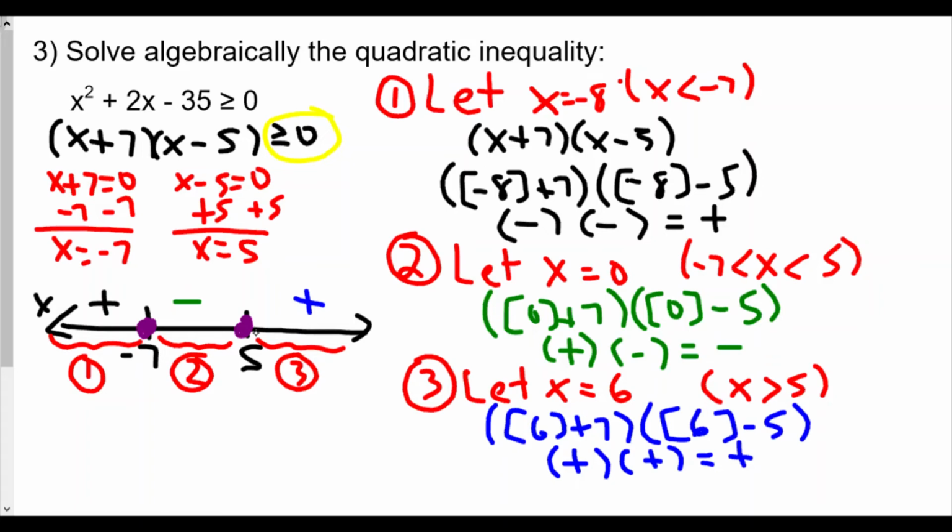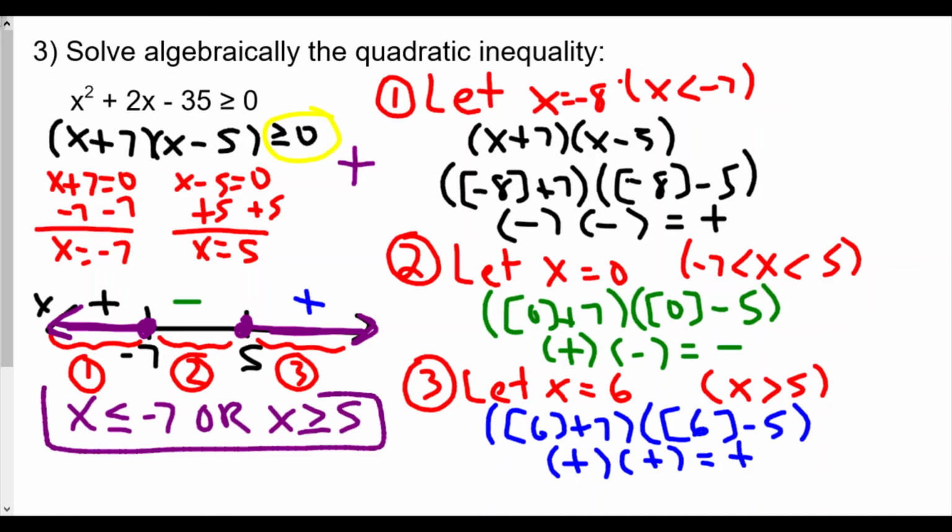Again, we're looking for positive results. So greater than or equal to 0 means positive results. We're looking for positive results here and positive results here. And so we see there are two rays. And so the answer will be x is less than or equal to negative 7, or x is greater than or equal to 5.